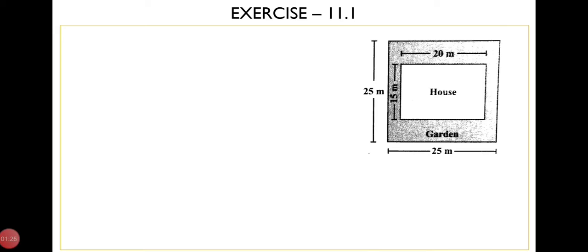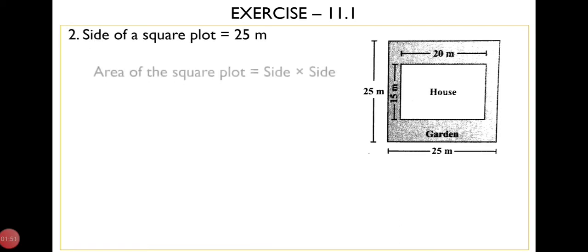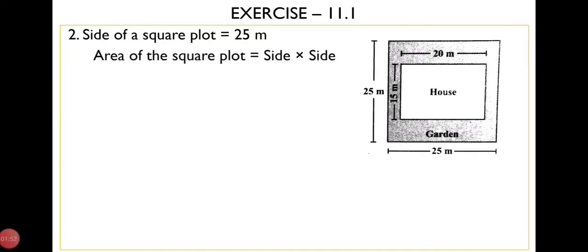For this, we need the area of the garden. To find the area of the garden, we need the area of the square plot and the area of the house. When we subtract the area of the house from the area of the square plot, we will get the area of the garden. So let's start. Now the side of the square plot is given as 25 meter. We know that the area of a square plot equals side into side, equal to 25 into 25, that is equal to 625 meter square.